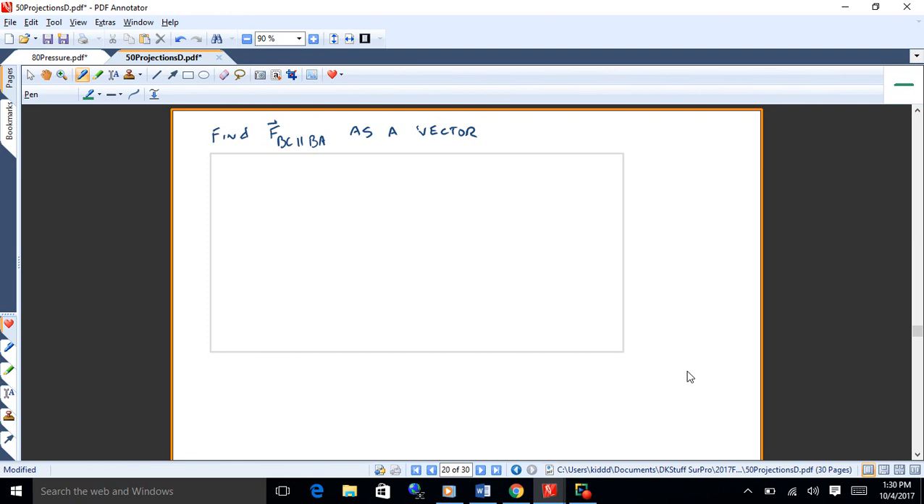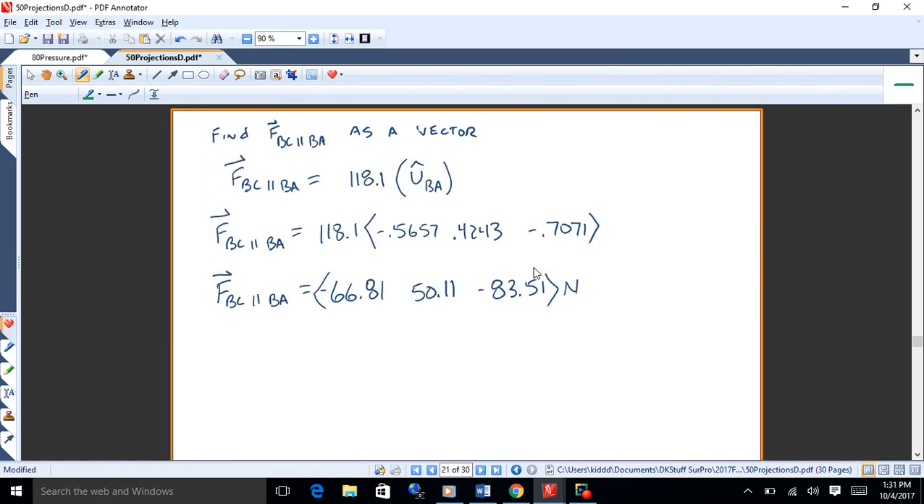What are you going to do? You got the magnitude. What do you do with a magnitude if you want a force vector? Yeah, unit direction vector. Do we get the unit direction vector? Yes, we do. So just multiply it through. Take the 118 times the unit direction vector. That's what you do to express that as a vector.